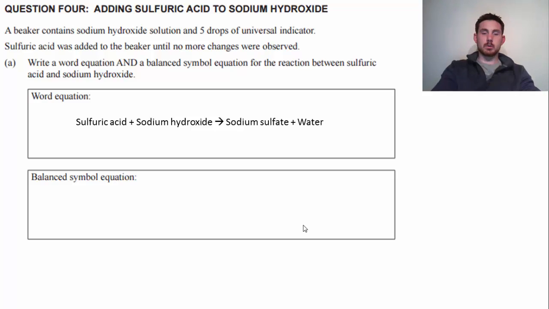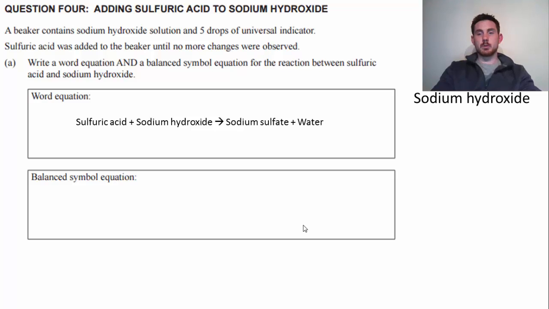And again, I told you to memorize the formulas of the acids, the common acids, so hydrochloric acid, nitric acid and sulfuric acid. You should also memorize the names of the salts that they create. So hydrochloric would produce a chloride, nitric acid would produce a nitrate, and sulfuric acid would produce a sulfate salt. So sodium sulfate is the salt in this case. And then the hydrogen from the acid and the hydroxide from the alkali combine to create water, assuming we're dealing with a balanced situation there.